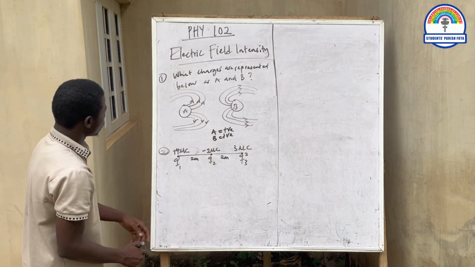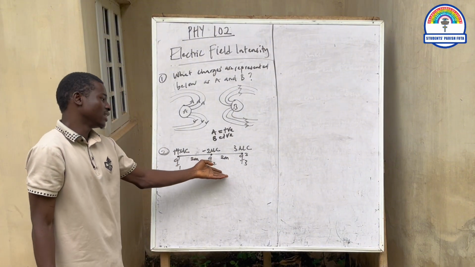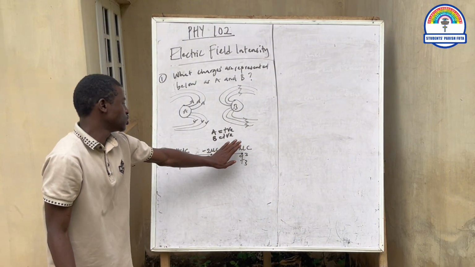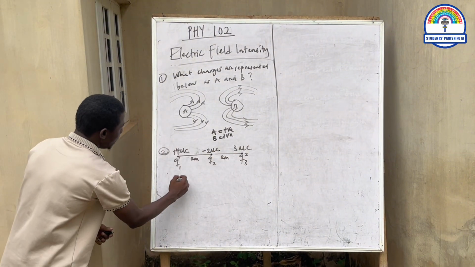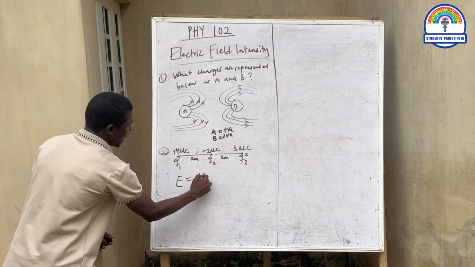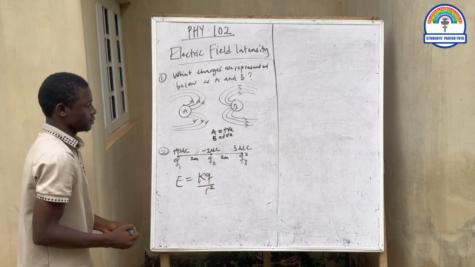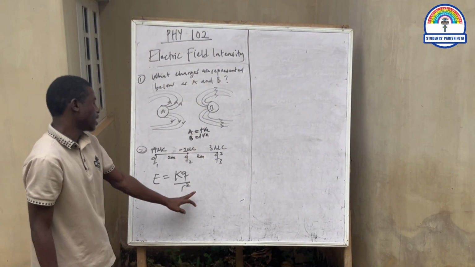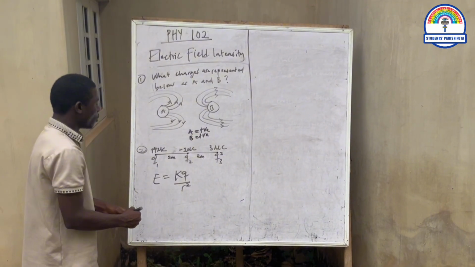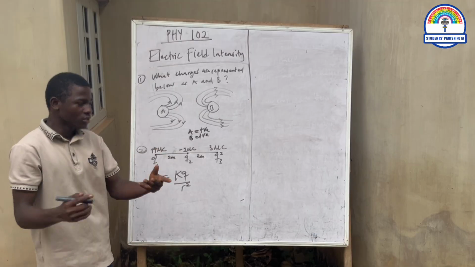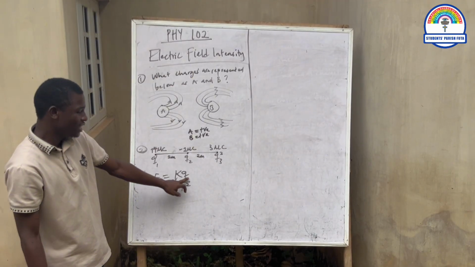Now let's go to the second question, which is to get the electric field intensity. The question would have been simple. It is just 2, because you just go with your formula. Electric field intensity is kq over r squared. We have kq over r squared to be our formula. Now there is something they want to confuse you with. You only need q.